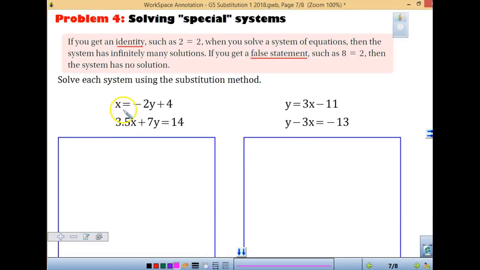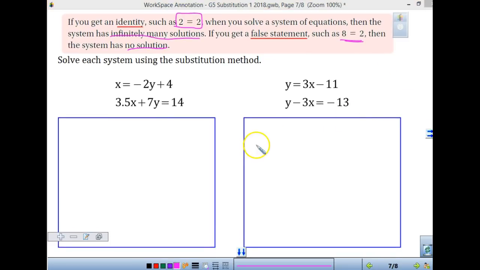So this last part is talking about our statements of when we have the identity, a true statement, right? That's when we are going to have infinitely many solutions. So just like graphing when it's the same line, and if you have a false statement like 8 equals 2, then we are going to have no solution. So you can imagine that we're going to have a couple of those in your homework.